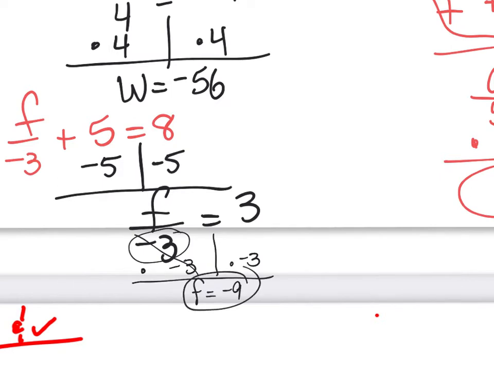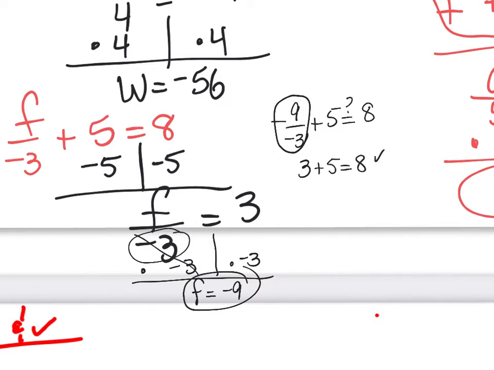When you check this, you're going to be taking negative 9 divided by negative 3 plus 5, and you want to know, is that equal to 8? What's negative 9 divided by negative 3? Two negatives make a positive. 3 plus 5 is 8. Is that what I wanted?